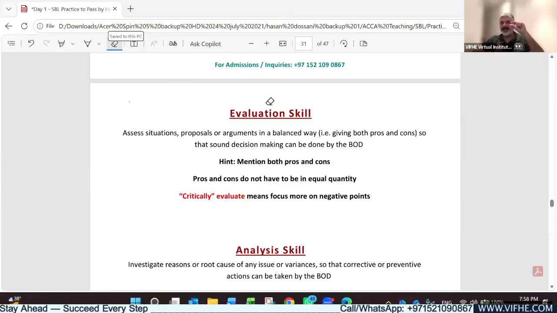Now, a couple of things I want to point out. Supposing you are expected to write 10 points for a particular task. So how many positive points and how many negative points? What do you think?